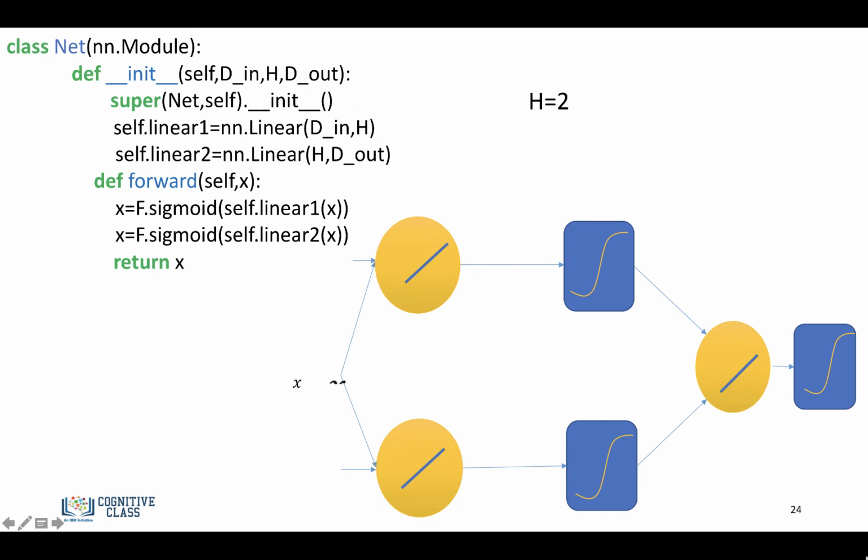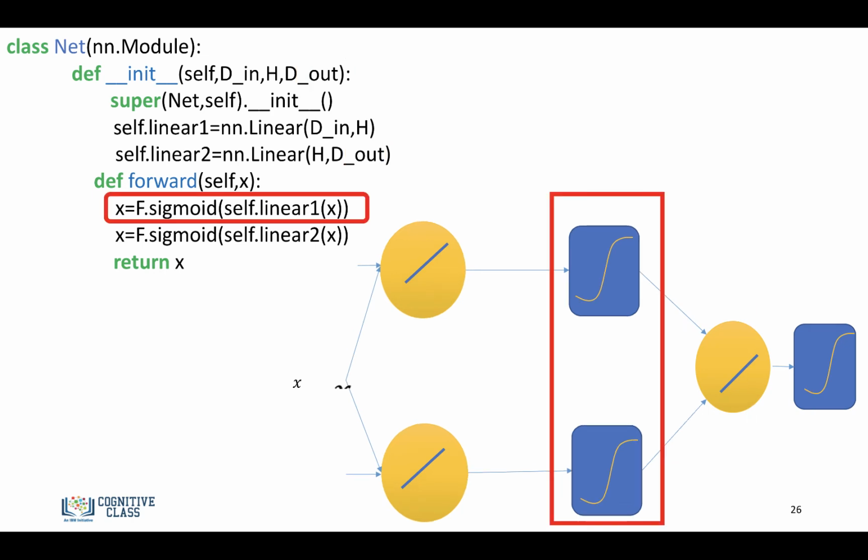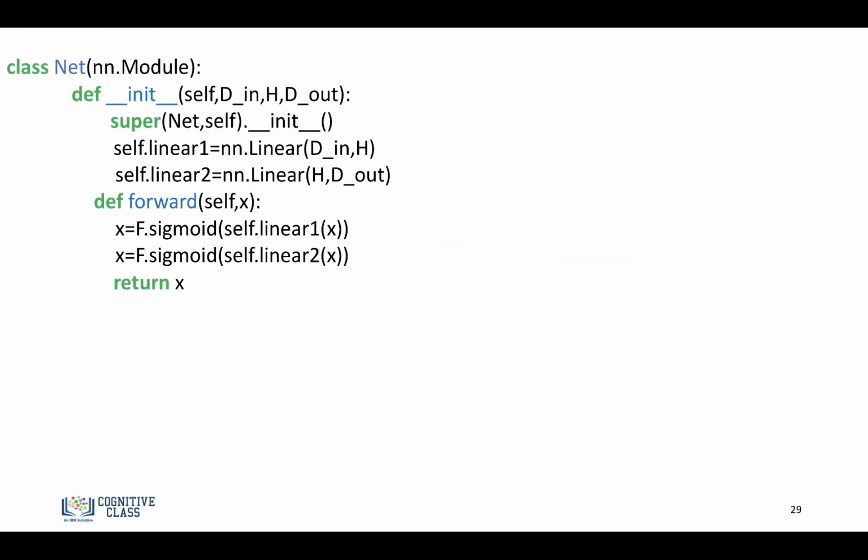And then these two hidden units will be the input to the output layer. So we have h and d out will equal 1 in this case. And in the forward step, we'll just apply a sigmoid activation to the first layer, and then we'll apply a sigmoid function to the output. And that's it. So it's helpful to use matrix operations to represent it as well.